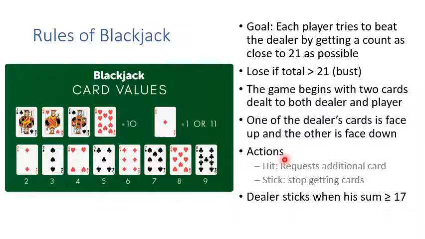So we have two actions. The first is hit, which means we request an additional card. And the second is stick. We stop getting cards if we find our sum is large enough. On the other hand, the dealer has a fixed policy: the dealer sticks when his sum is 17 or larger, or keeps hitting otherwise. Blackjack is the game in which the player has the highest winning probability. So that's why the MIT Blackjack team chose this game.